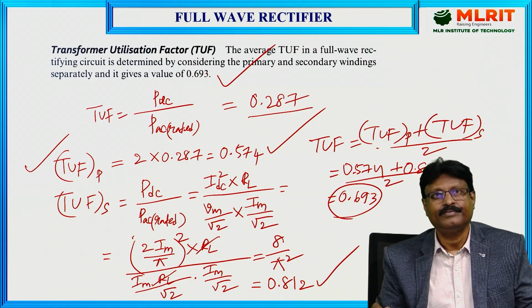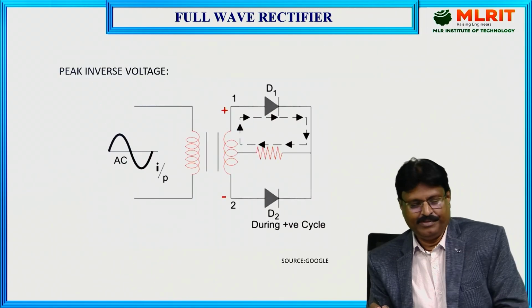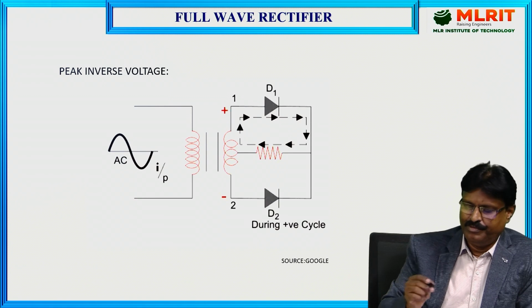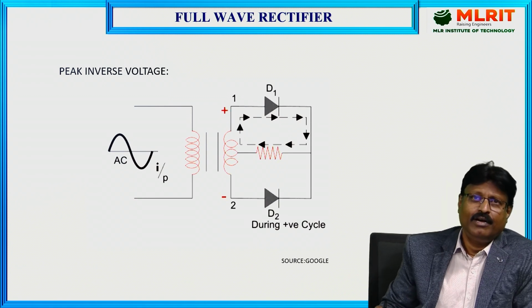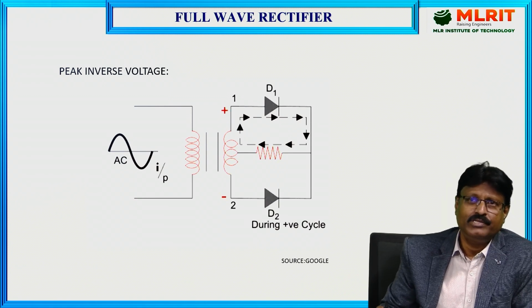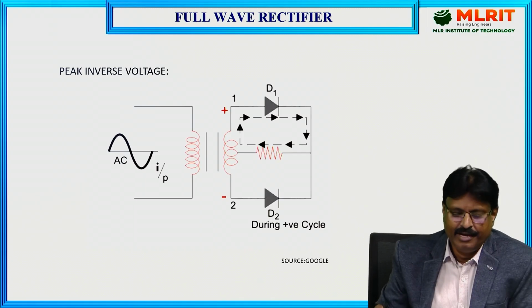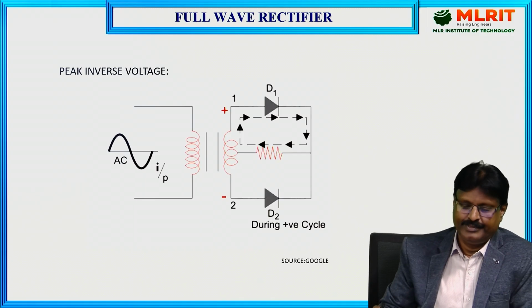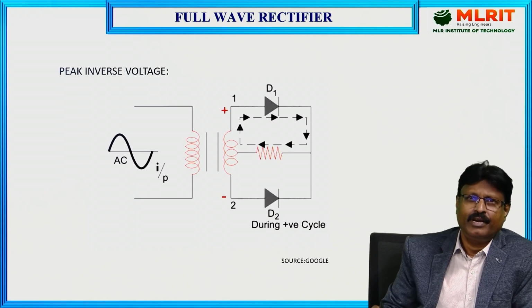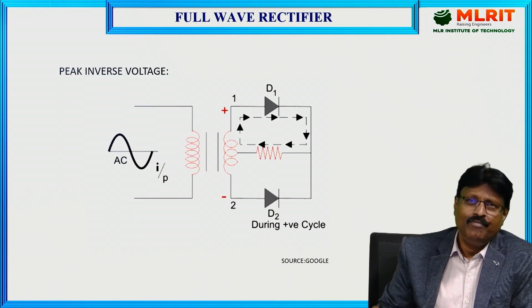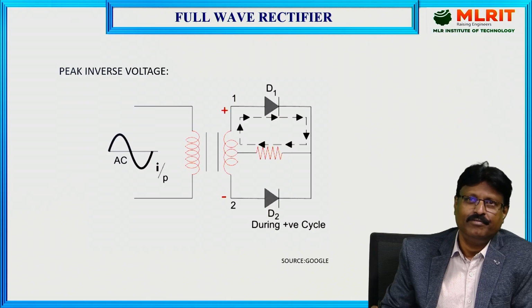Okay. Next, peak inverse voltage. So what do you mean by peak inverse voltage? Peak inverse voltage is the maximum reverse voltage the diode can withstand under reverse biasing of the diode. So the maximum reverse voltage the diode can withstand under reverse bias, that we call a peak inverse voltage. In the half wave rectifier, we had seen that peak inverse voltage of half wave rectifier is Vm, where Vm is the peak value of AC input voltage.